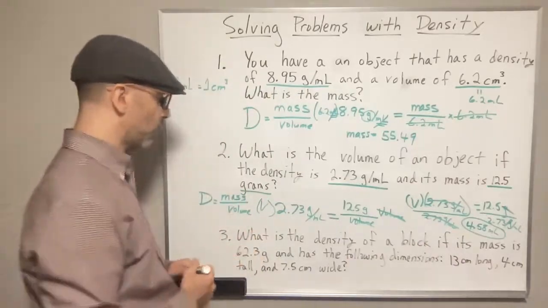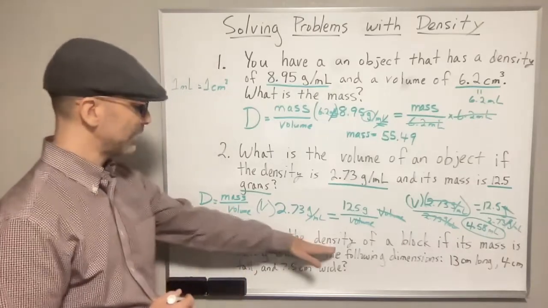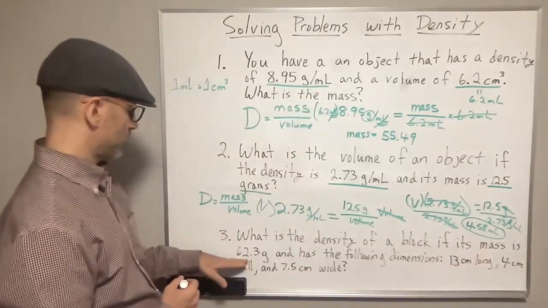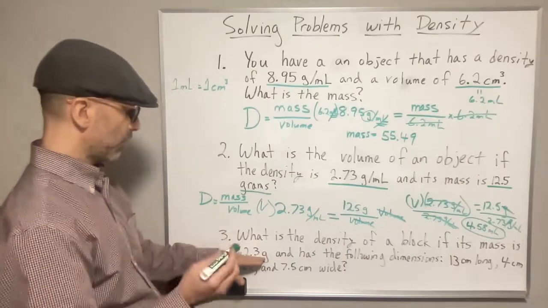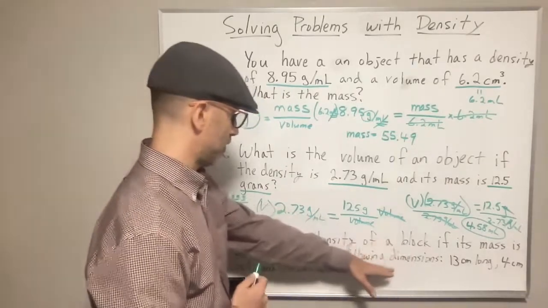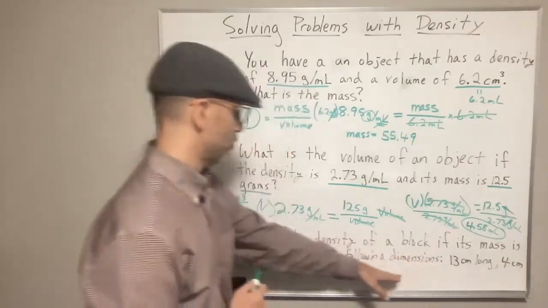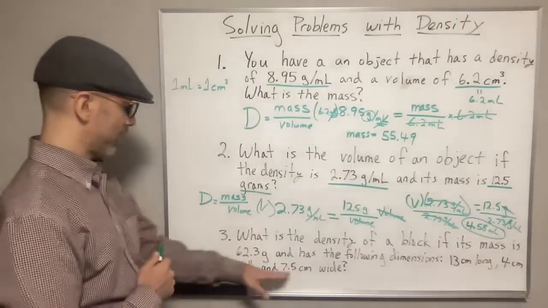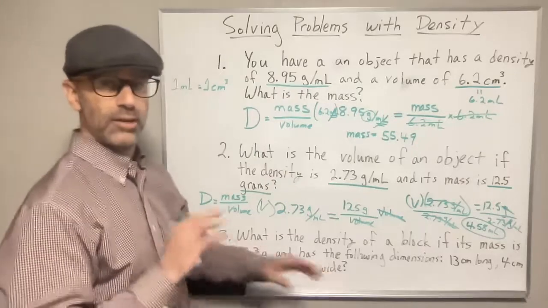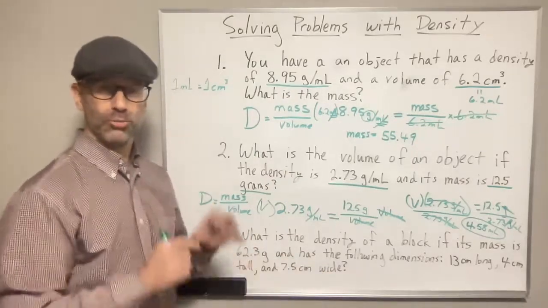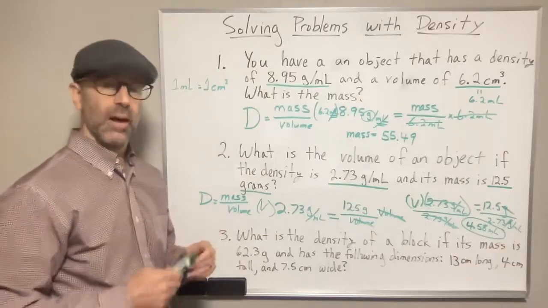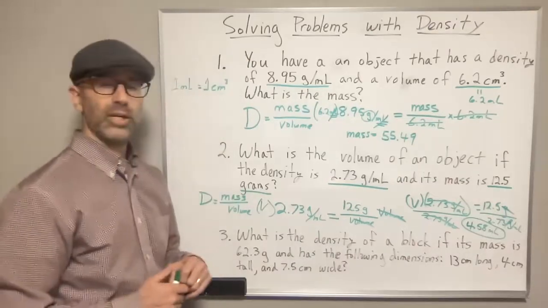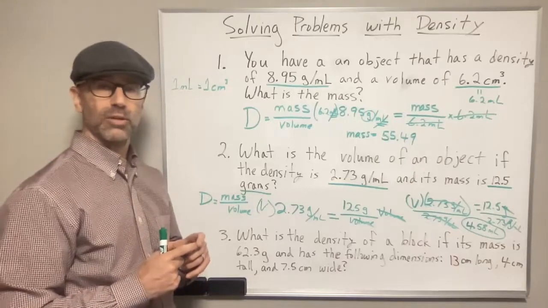Okay, let's do one more. Here they're asking for the density this time. What is the density of a block if its mass is 62.3 grams, plus we have the dimensions of the block: 13 centimeters long, 4 centimeters tall, and 7.5 centimeters wide. Here it's a little bit more tricky because they're not giving us the volume straight out. We have to calculate the volume. But they gave us the dimensions, so all we need to do is multiply the dimensions and we'll get the volume.